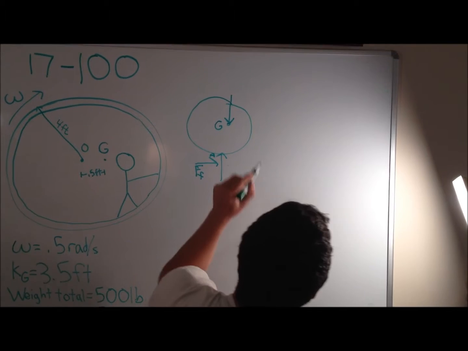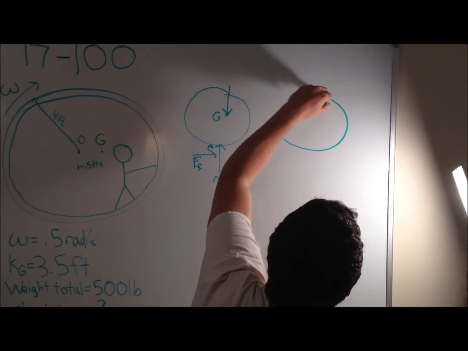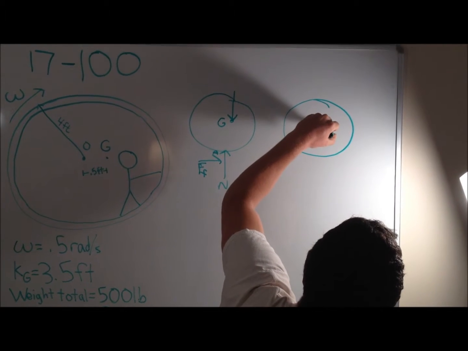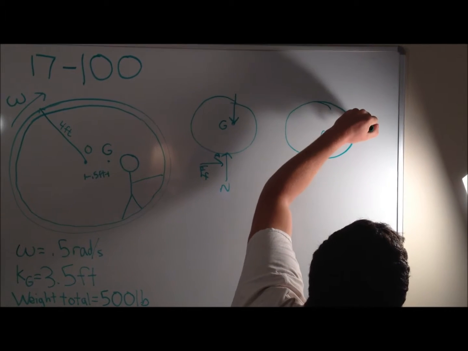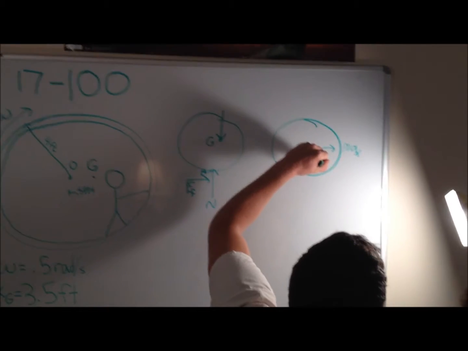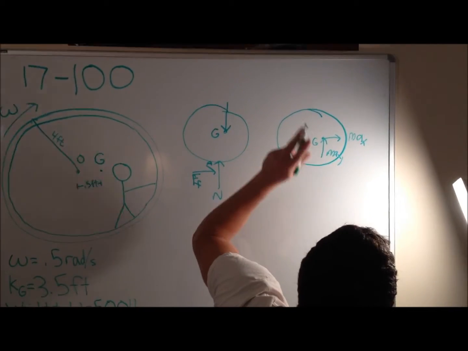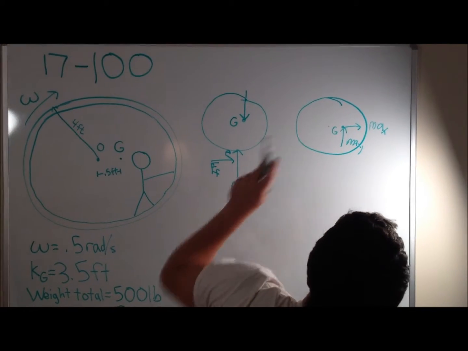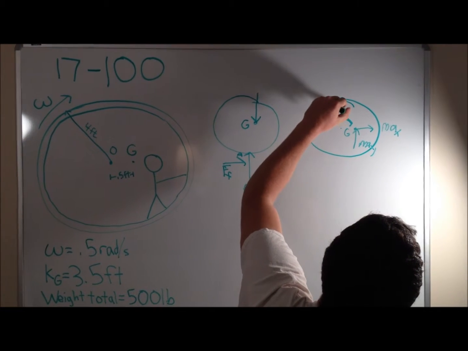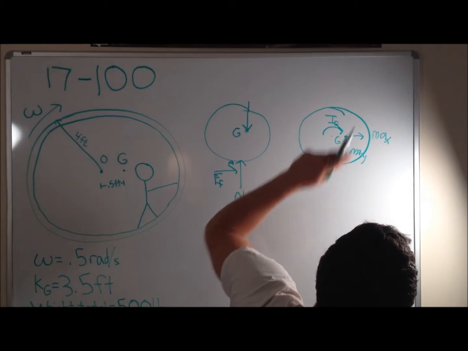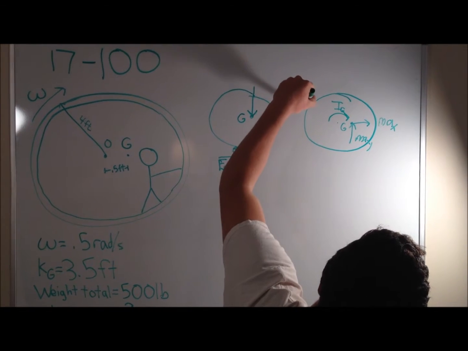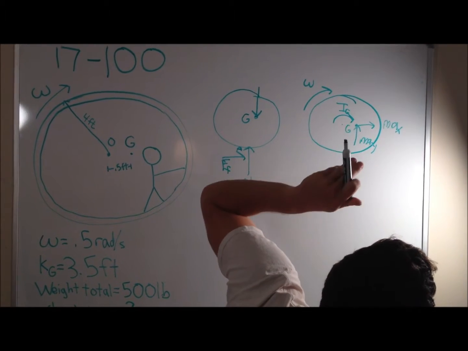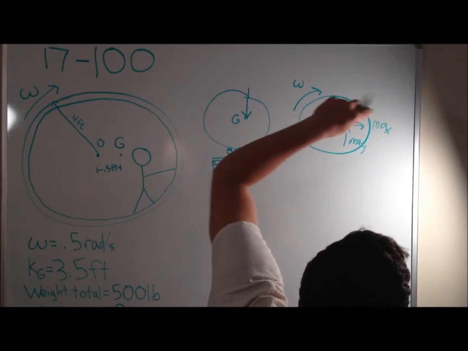And then for the kinetic diagram, we're going to have at G m a_x and m a_y, and then we also have the rotation of the culvert because the man is moving, so we'll call it I_G, and then we also have up here omega, the angular velocity of the rotation of the culvert.